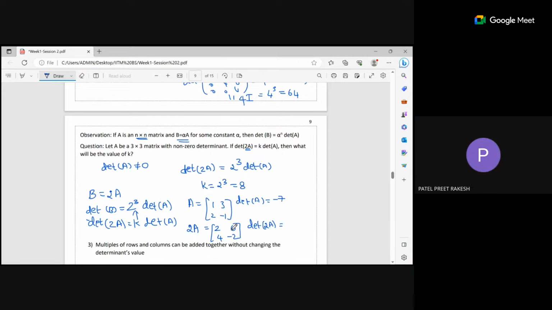4 comes out, 2 squared will come out. Minus 28. Minus 2 squared into 7, which is 2 squared into minus 7, which is nothing but 4 times minus 7. So you see 2 squared times the determinant of A. It's not just for a diagonal matrix, it holds for any matrix.